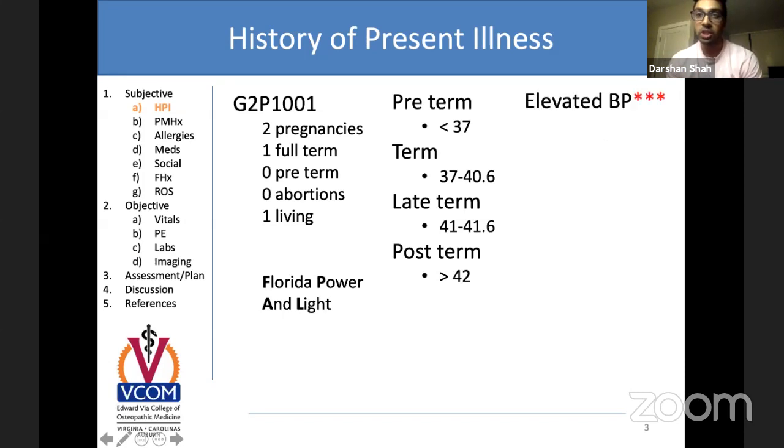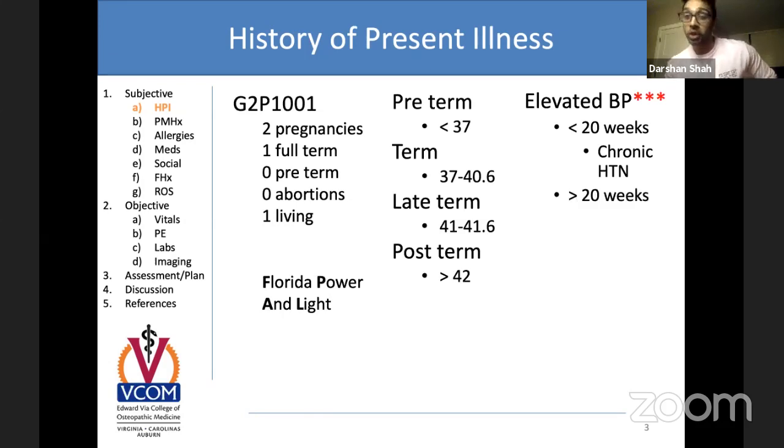And the other thing is elevated blood pressure, right? That's the other thing we found out in this HPI. So if you're less than 20 weeks, that's chronic hypertension. So if you're found to have elevated blood pressures and you're pregnant, and you're less than 20 weeks gestation, that means you probably might have had high blood pressure before you were even pregnant. So we call that chronic hypertension. If it's greater than 20 weeks where they found the hypertension, that's now called gestational hypertension. You're hypertensive due to your pregnancy.